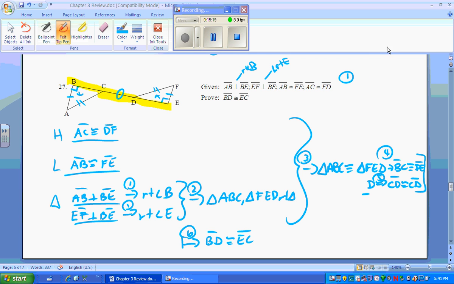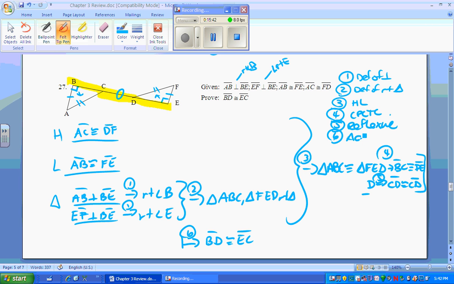Reason 1, def of perpendicular. 2, def of right triangle. 3, HL. 4, CPCTC. 5, reflexive. 6, we did addition to make something bigger.